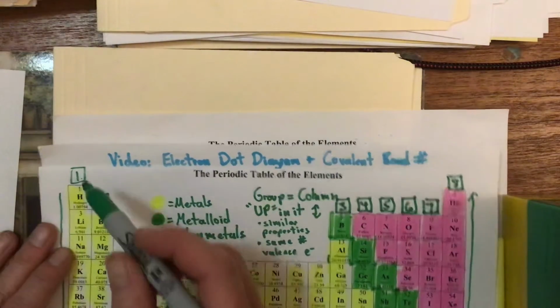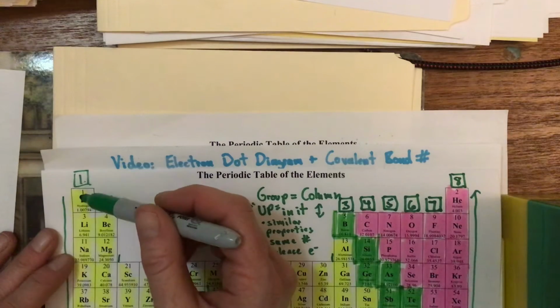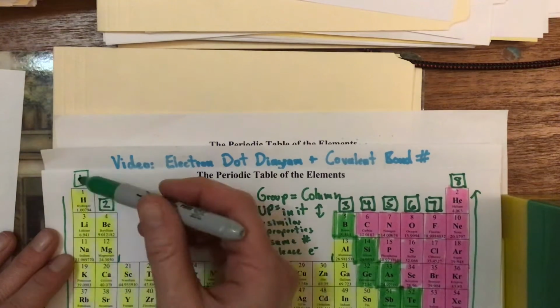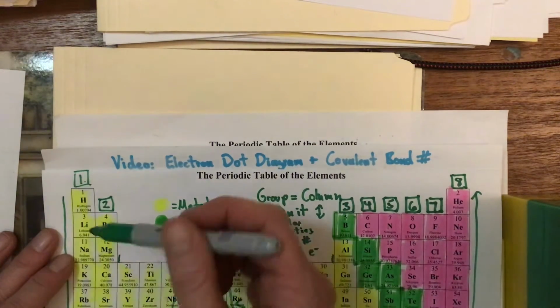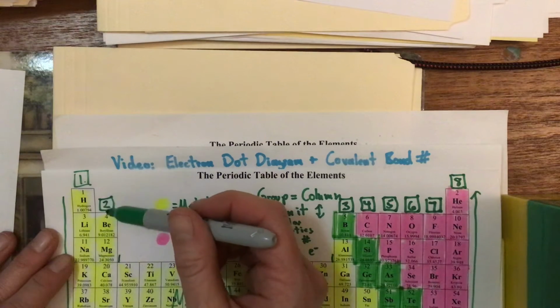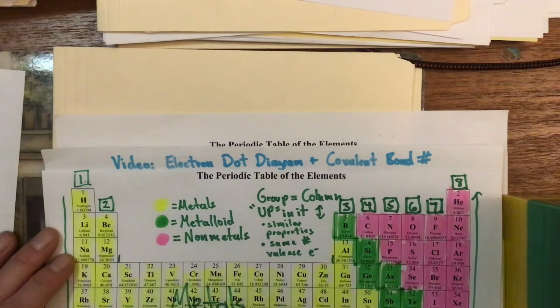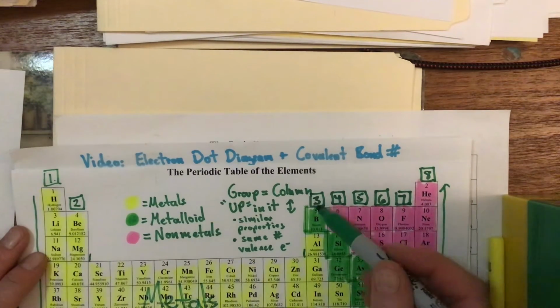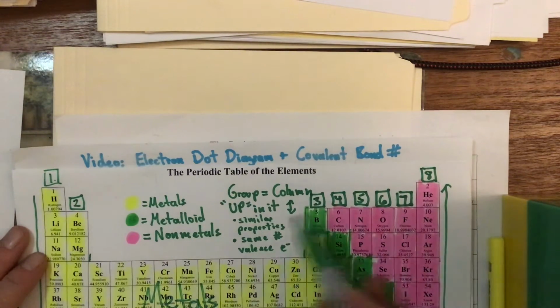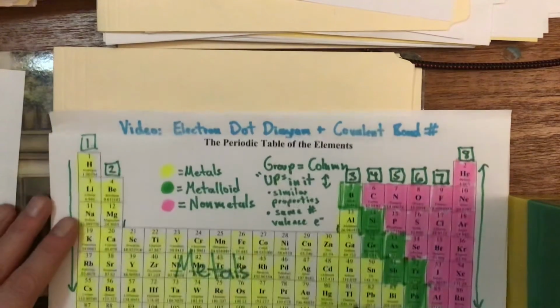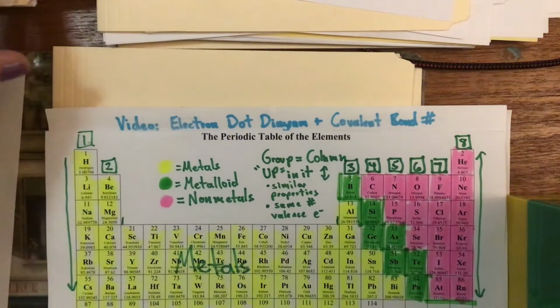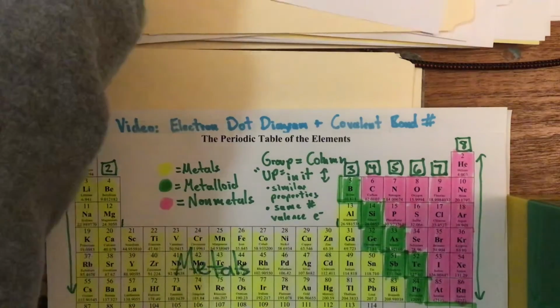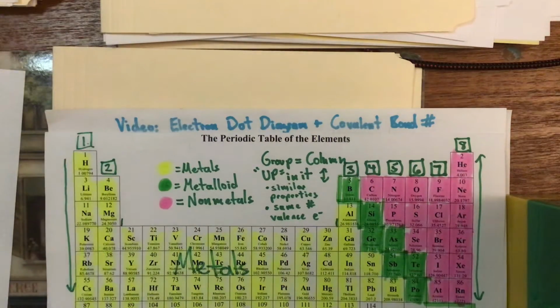Okay, so all of the elements in the first column, hydrogen, lithium, sodium, potassium, are going to have 1 valence electron. All the elements in the second column are going to have 2 valence electrons. We're going to skip all of these guys. Then everybody in the third column will have 3 valence electrons, and so on. Valence electrons are what we're representing when we draw electron dot diagrams.